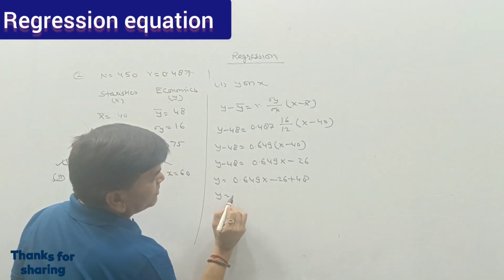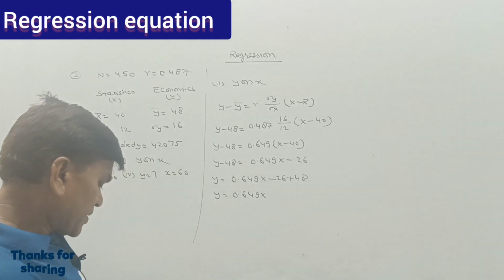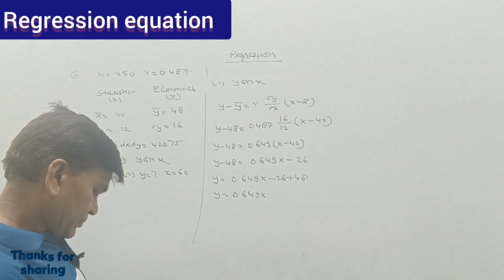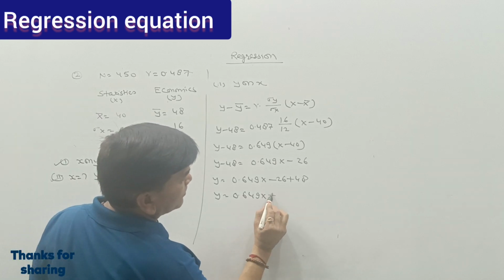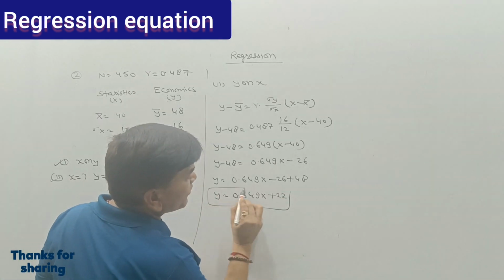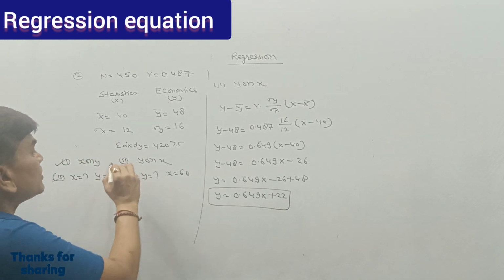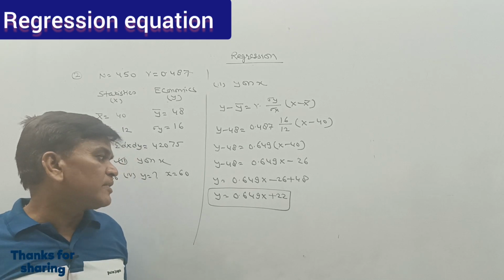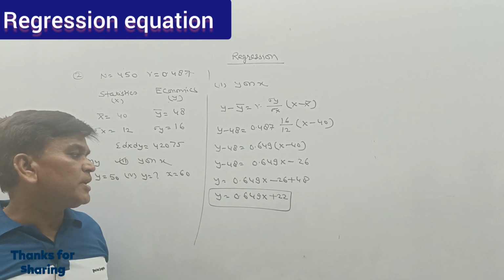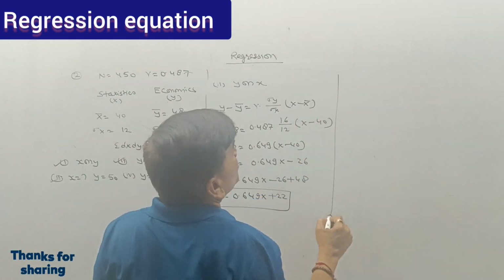So y is equal to 0.649 x, 48 minus 26, that is plus 22. So this is the y on x equation. So we have solved this second question also, y on x. The y on x equation is y equals 0.649 x plus 22.